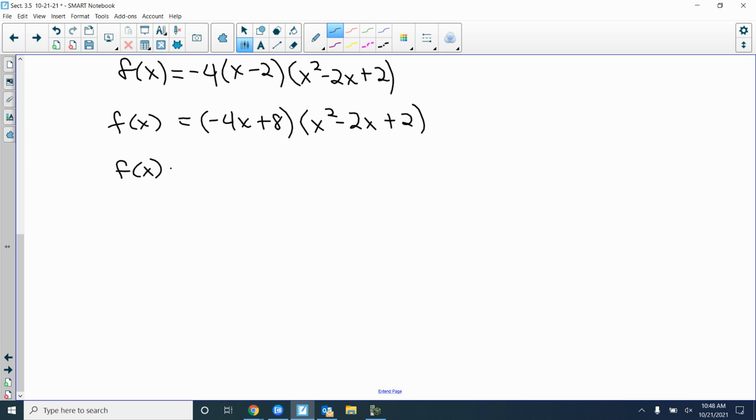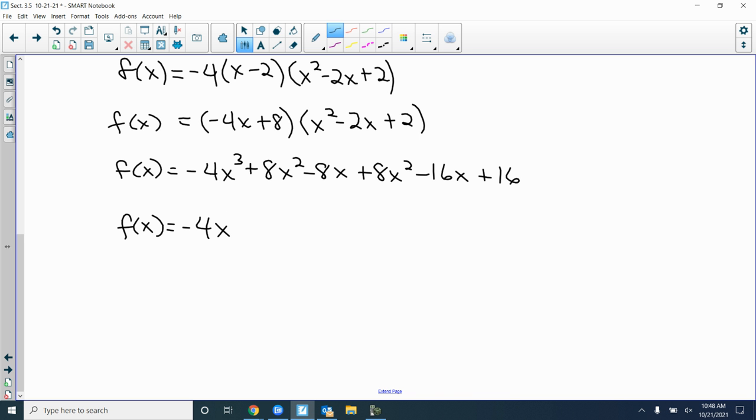And so what does that give us? -4x cubed plus 8x squared minus 8x plus 8x squared minus 16x plus 16. That's -4x cubed plus 16x squared minus 24x plus 16.